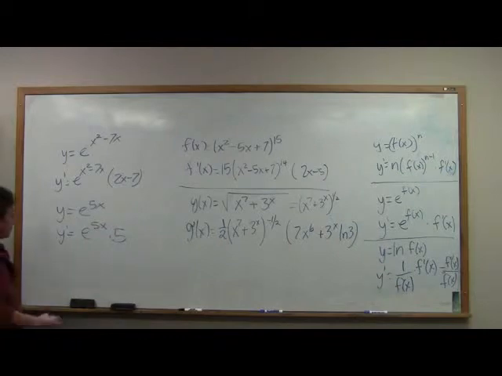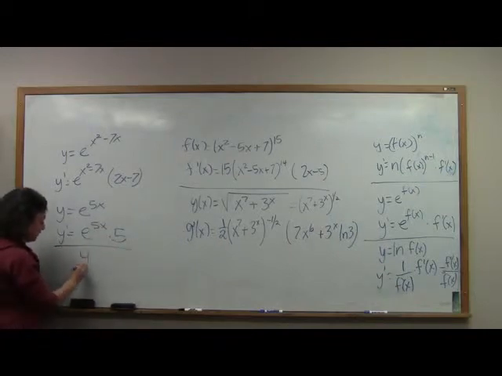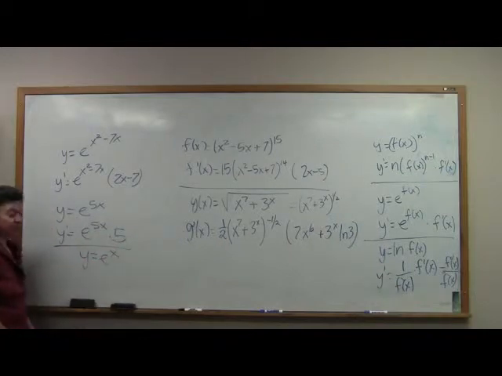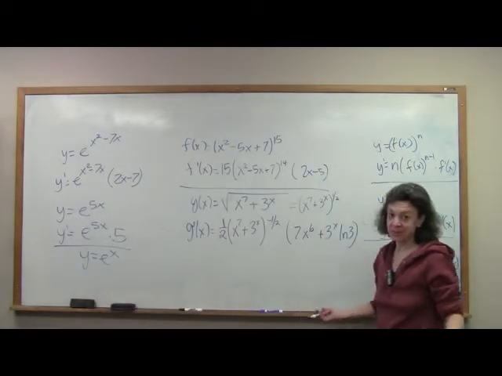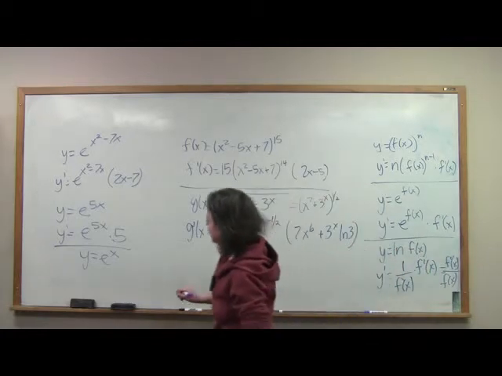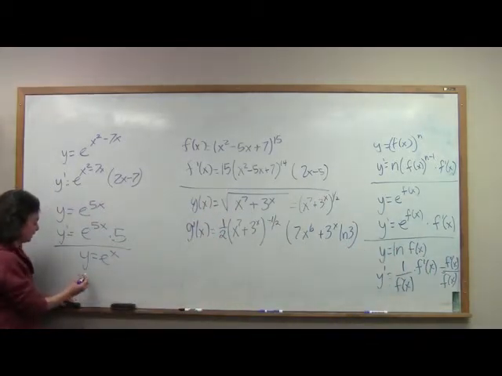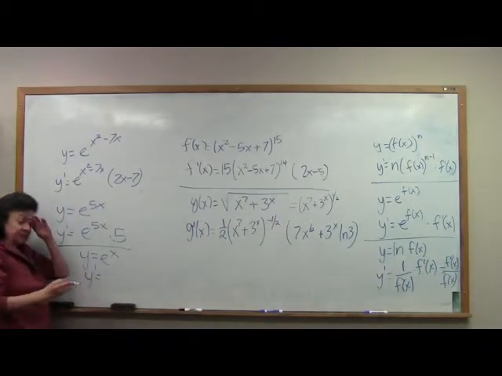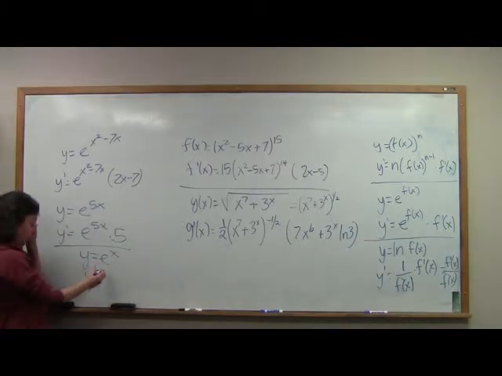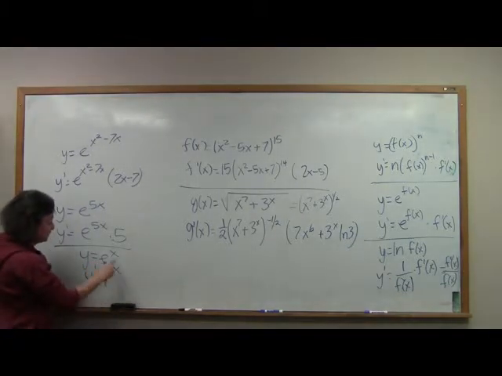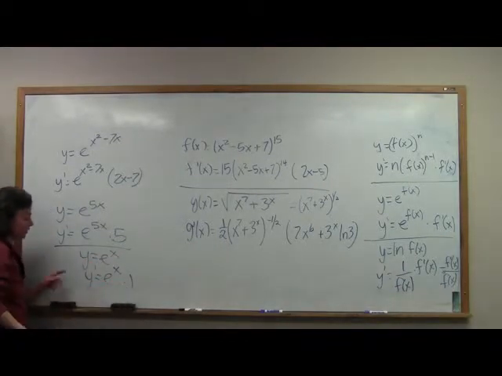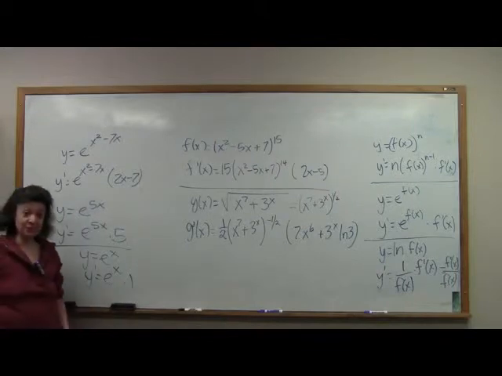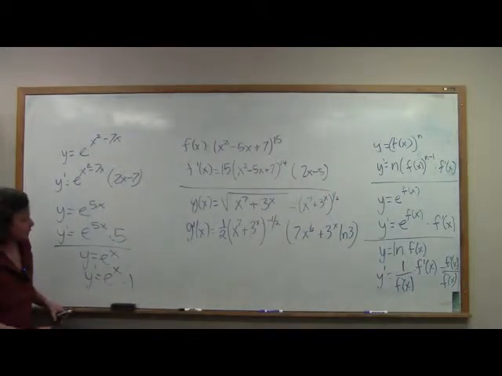Now, some people might ask, how do I know when to use the chain rule? What if I just have e to the x? Well, it's not wrong to use your chain rule here. It's just a little bit of overkill. Because if you're going to take the derivative of e to the x, you can use your chain rule. It's e raised to that power times the derivative of that power, but what's the derivative of x? It's 1. So you get the same thing. It's just working a little too hard for no good reason.